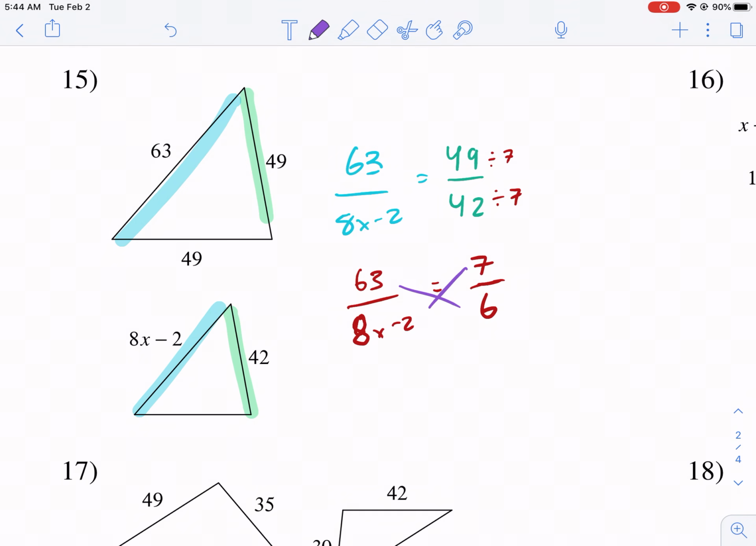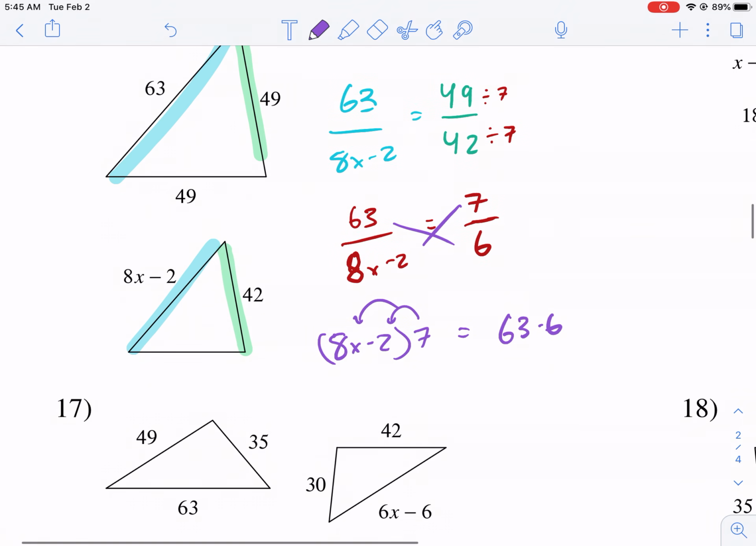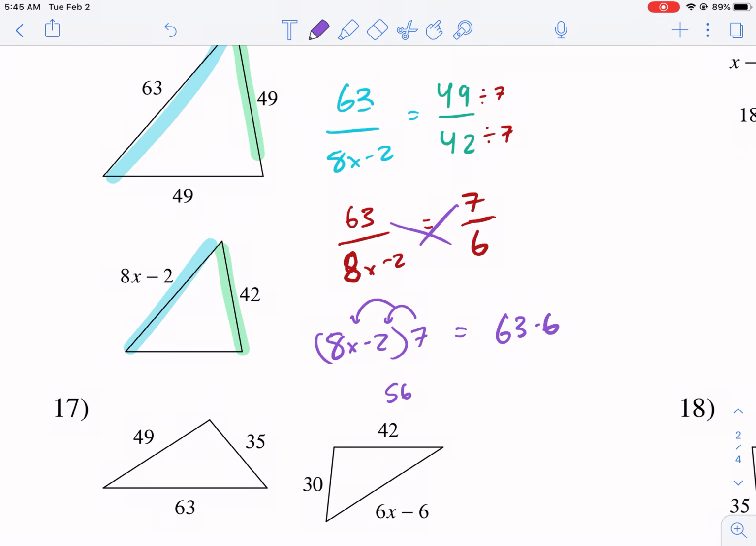So now I cross multiply. I get 63 times 6 on the right. And then on the left, it's very important that I distribute. Okay, so I'm going to have to distribute the 7 to both the -2 and that 8x. So I get 56x minus 14 equals 63 times 6. That's not 63.6. That's 378.